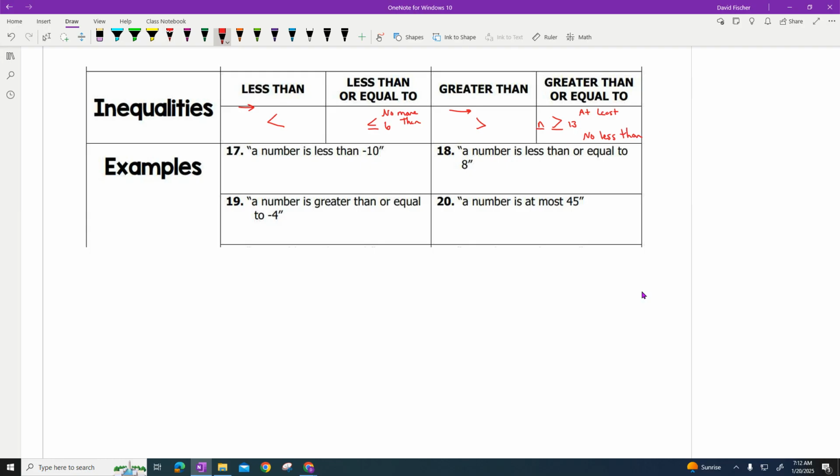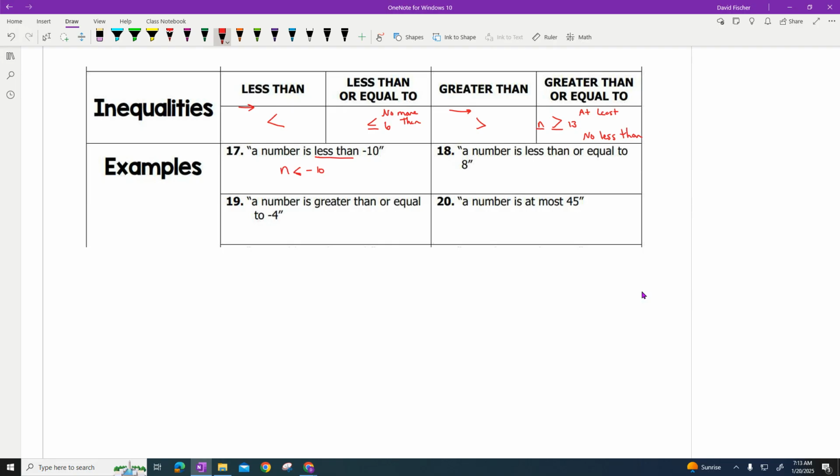Most of the time I go right in order that it says. A number is less than negative 10. Now, they didn't say less than or equal to, so I don't want that little line underneath it. So if I had a negative 10 here, well, that would not work because that's exactly negative 10. But if I had negative 11, negative 12, negative 13, lots of answers are less than negative 10, okay? So more than one answer when we have inequalities.